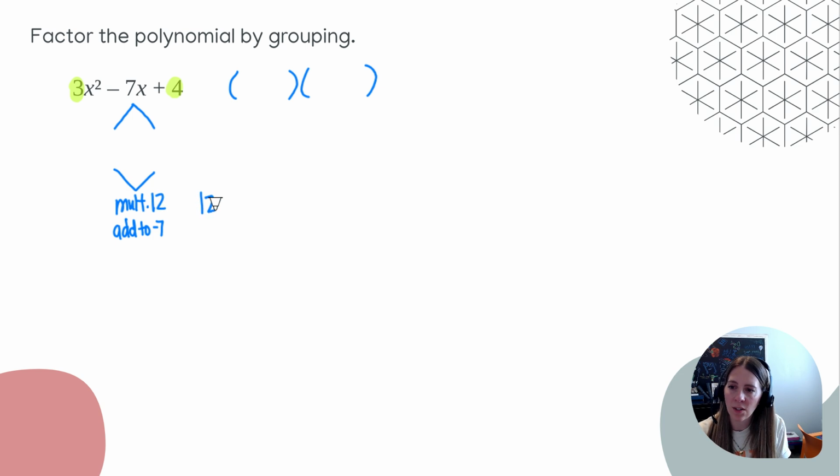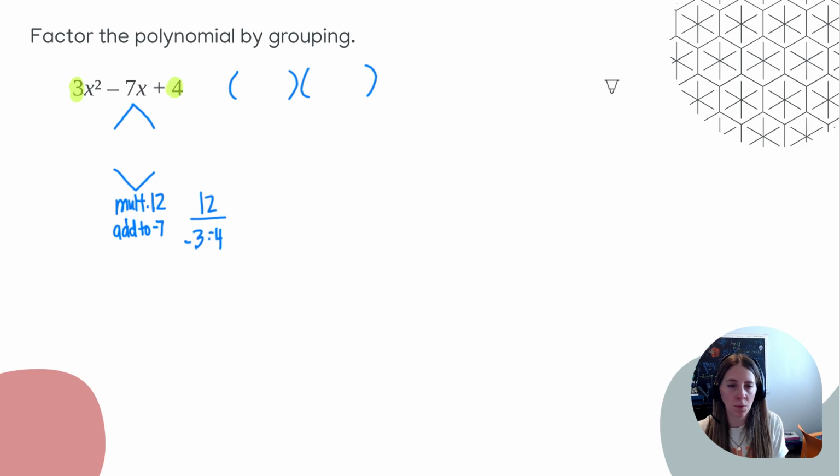Okay, so it's probably easiest to think of factors of 12 first. So think about factors of 12. Right off the bat, I'm thinking 3 and 4. 3 times 4 is 12. But I need those numbers to add to -7. So maybe if I make them both negative. -3 times -4 is still 12. And -3 plus -4 is -7. So those are our winning factors.